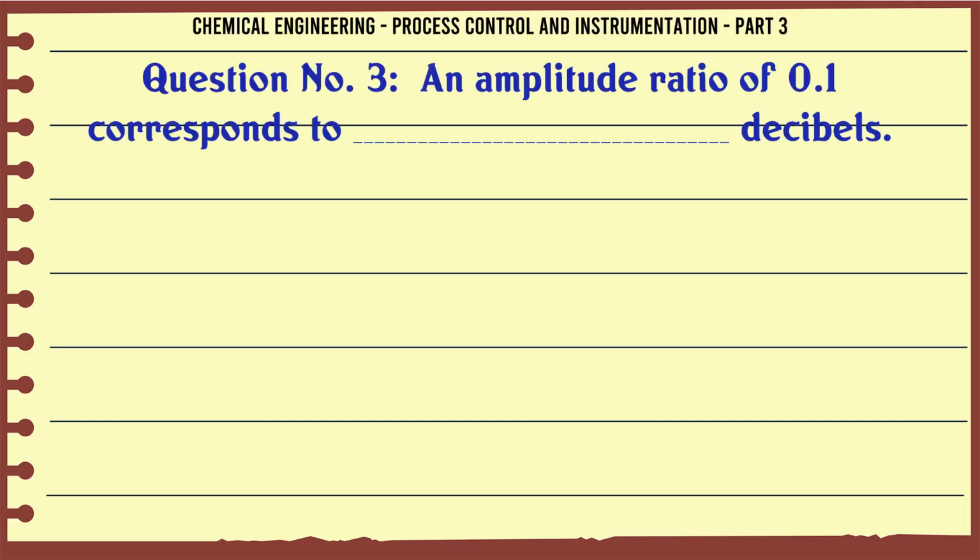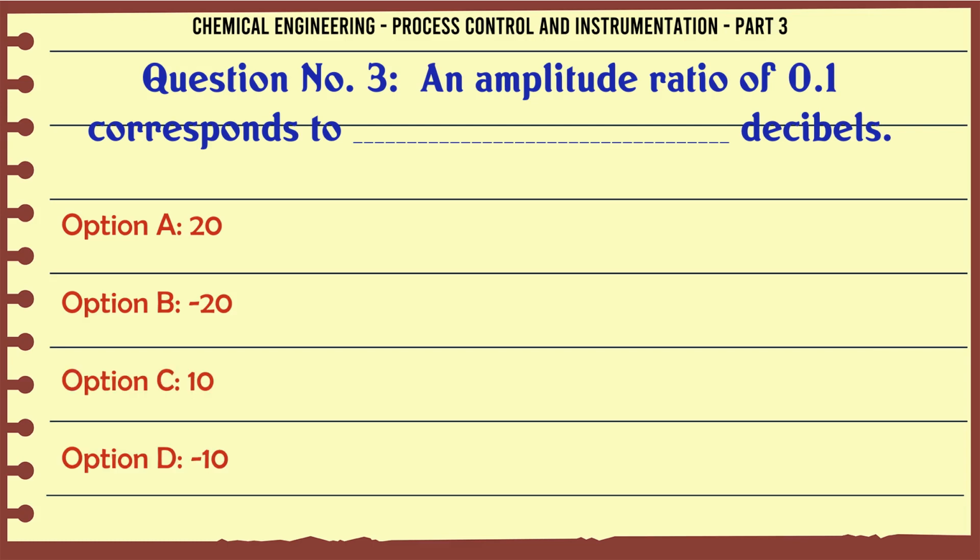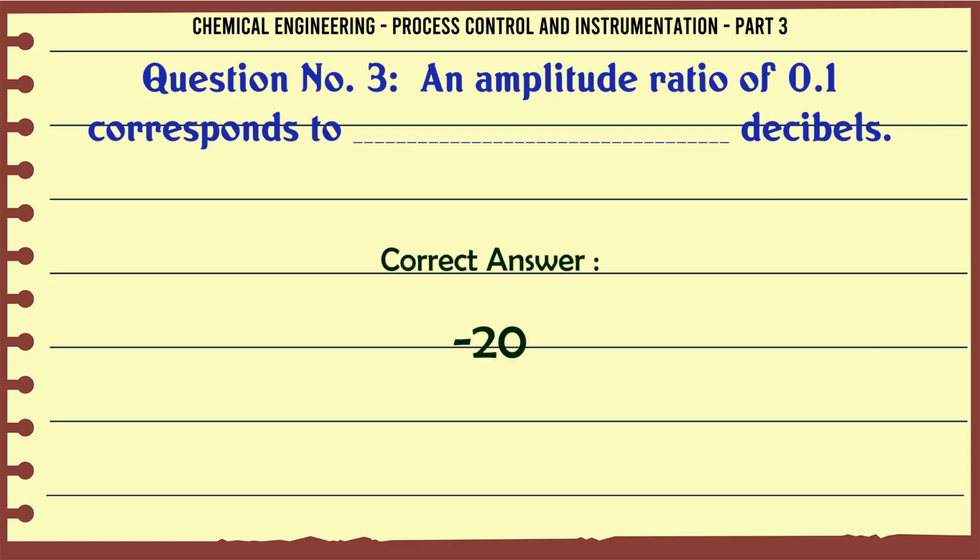An amplitude ratio of 0.1 corresponds to how many decibels? A. -20, B. 20, C. -10, D. 10. The correct answer is -20.